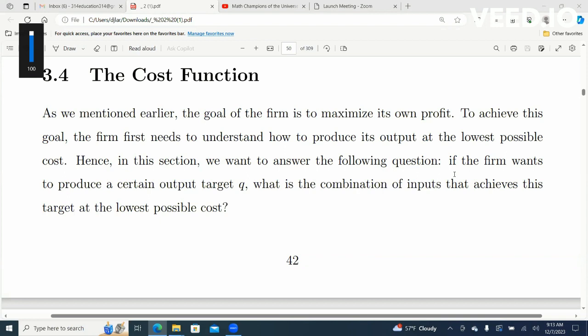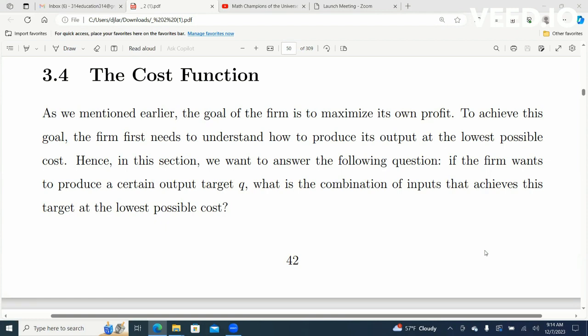Okay, so now the cost function, and the more equations we add on, we're kind of approaching some homework problems and other concepts related to the previous. But let's just jump into the cost function and define an isocost and define the basically the equations that go with cost. So the cost function, as mentioned earlier, the goal of the firm is to maximize its own profit.